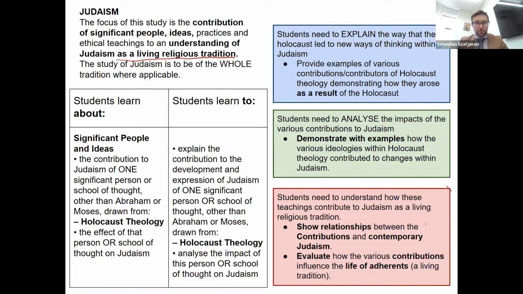I feel that students often go very deep into a response without looking at the broader idea of the different variants. And then are we able to evaluate how the various contributions influence the life of adherents? So really form that dynamic living religion, that changing religion.